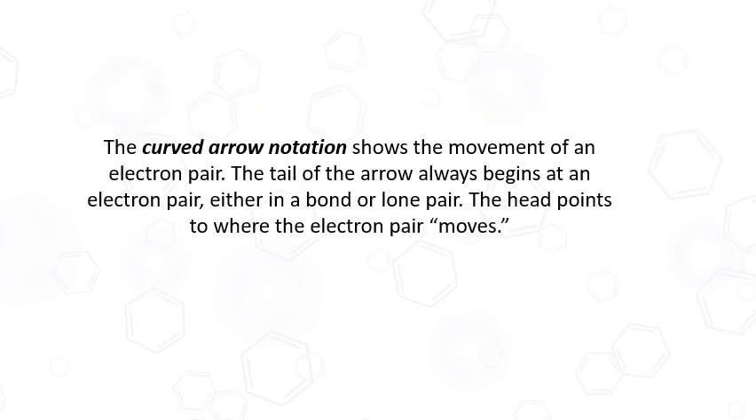So recap. A curved arrow notation shows the movement of an electron pair. Okay, so it begins at an electron pair, which could be either a bond or a lone pair, and then the head points to where the electron pair moves. So how does it move? It could be used to form a double bond, or it could become a lone pair.